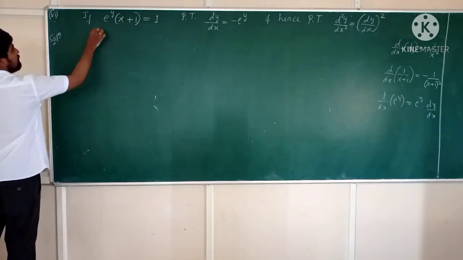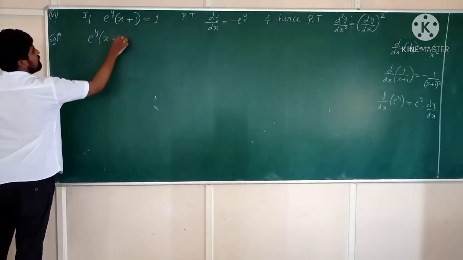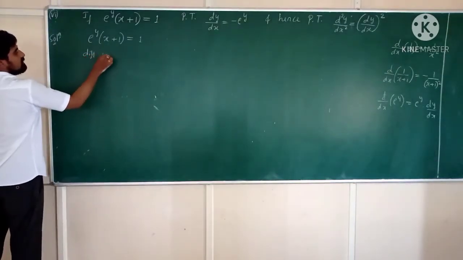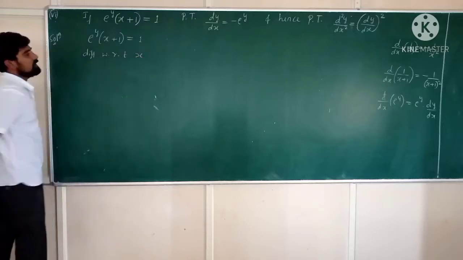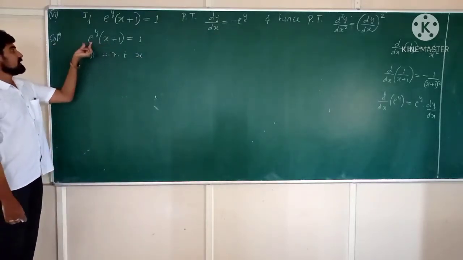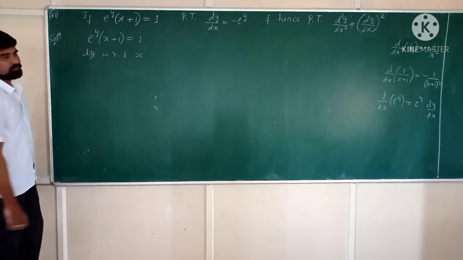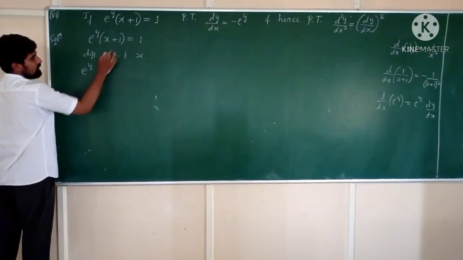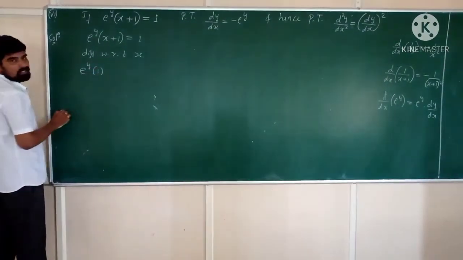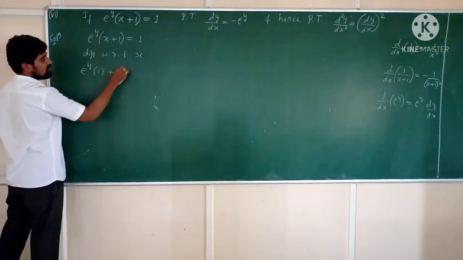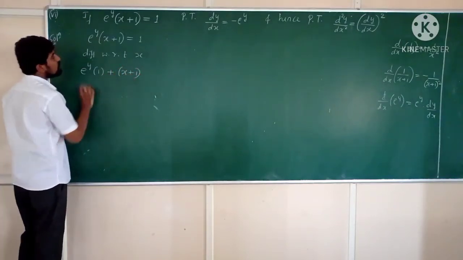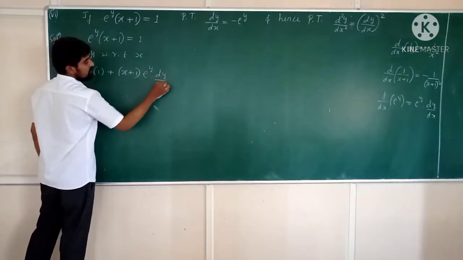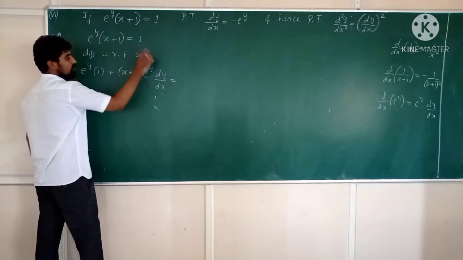Here it is given that e power y into x plus 1 is equals to 1. First, differentiate with respect to x. Here we need to apply the product rule. The first function is e power y, second function is x plus 1. So first function as it is, e power y as it is, into derivative of second function is what? 1, plus second function as it is, x plus 1, into derivative of first function is e power y into dy by dx is equals to derivative of 1 is 0.